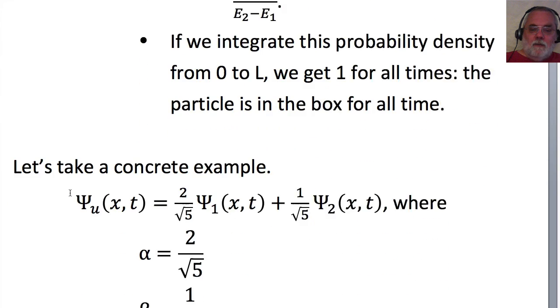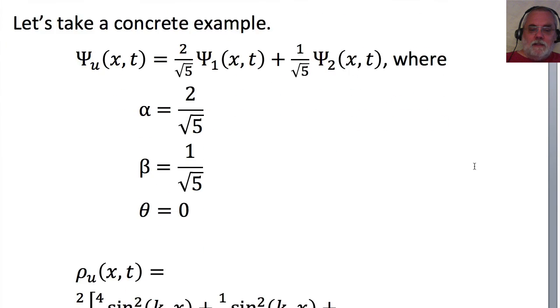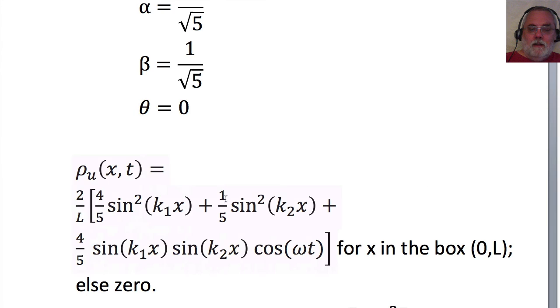Now, let's take a concrete example from that. So psi sub u is a single example of psi sub s, where I've taken alpha to be 2 over square root of 5, beta to be 1 over square root of 5, and I'm using theta to be 0, so e to the i theta is 1. So we can plug these into the formula for the probability density, and here's what we get. It is time dependent, of course.